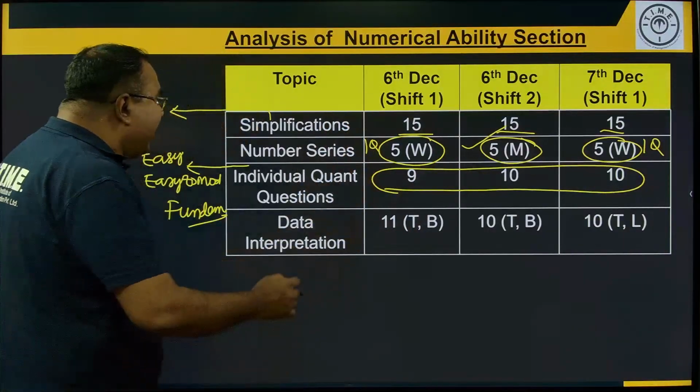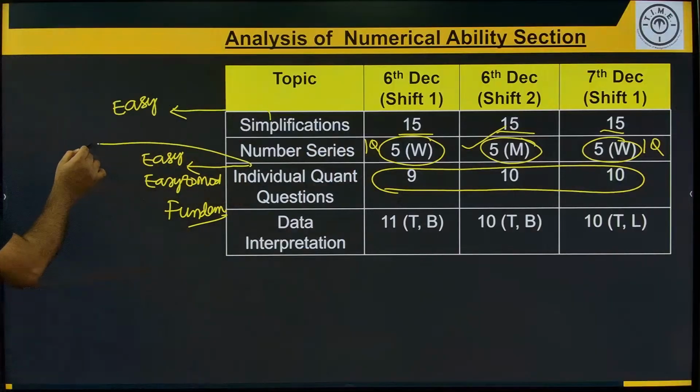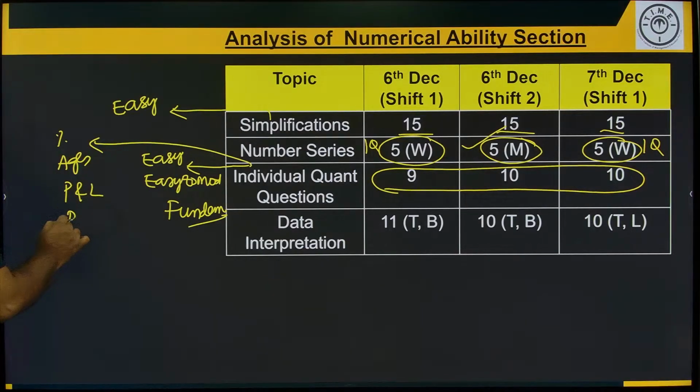Now, when you look at the types or the kinds of questions that are asked here, you can find questions on percentages. There were questions on ages. There were questions on profit and loss. There were questions on partnership.